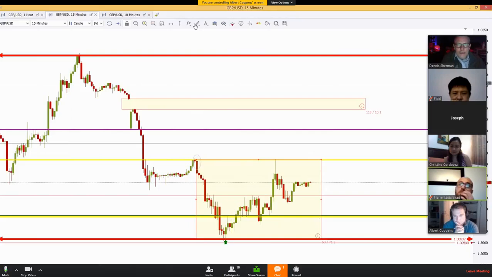So obviously there are institutional traders who want to get the second half filled here. So we could easily fade back down to here to fill this gap.